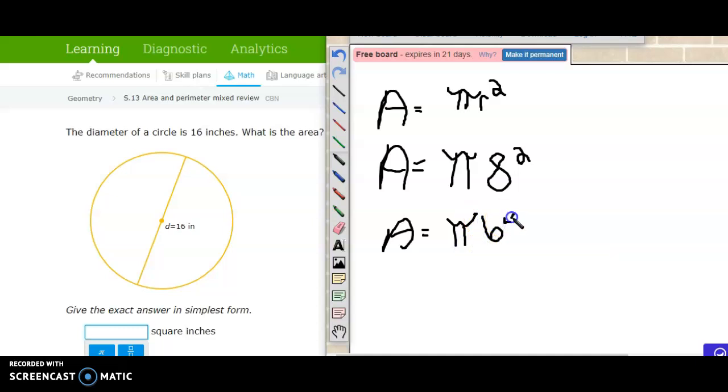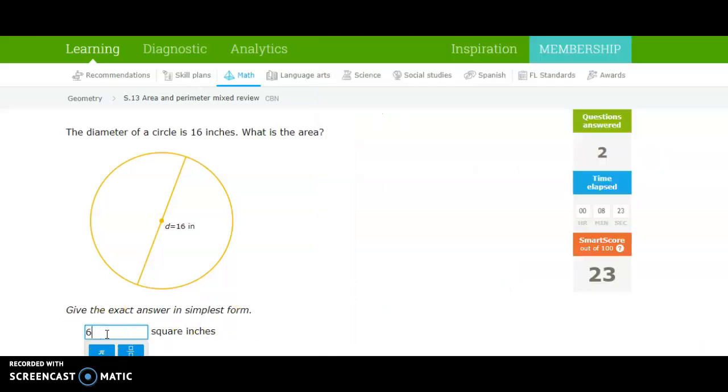64. Now with IXL, we know it's sometimes difficult to type things in. With IXL, it does not actually want you to type in pi times 64 and get a decimal answer. It wants you to leave it in terms of 64 pi. So just kind of keep that in mind as you're typing these in. You don't have to do the last step and type it in.